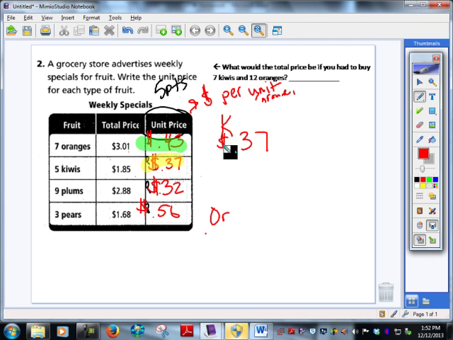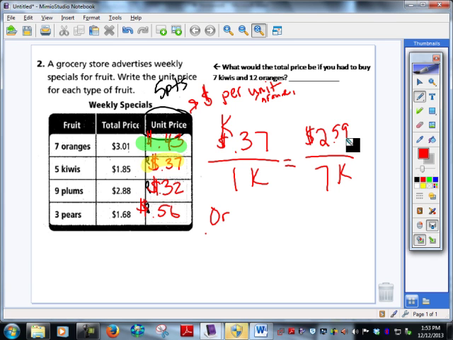37 cents per 1 kiwi. If I know how much 1 kiwi costs, then I can multiply by however many kiwis I want to buy. And I want to buy 7 of them. So how much does it cost for all those 7 kiwis? $2.59.